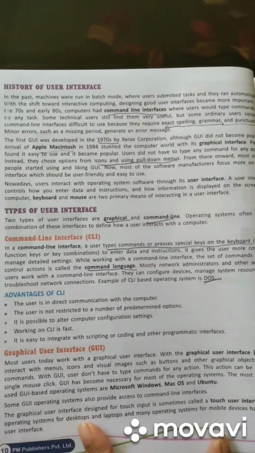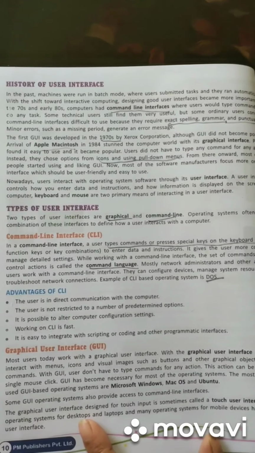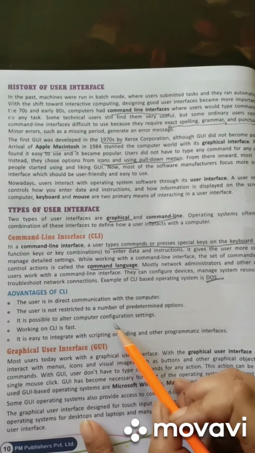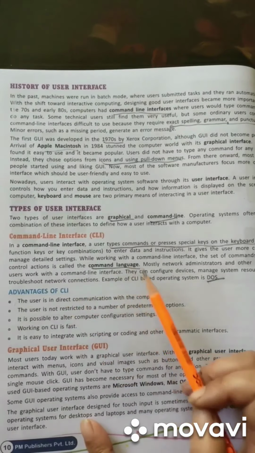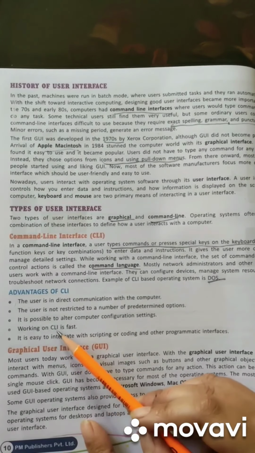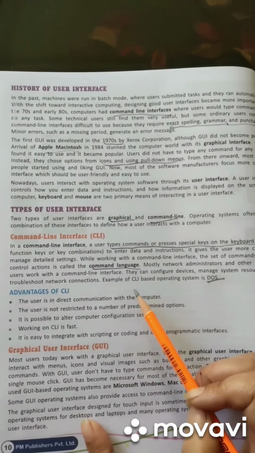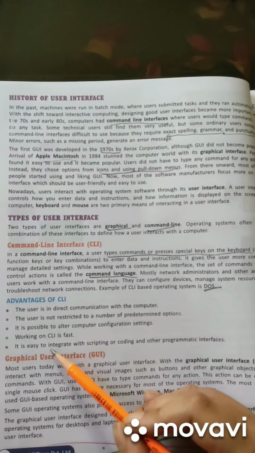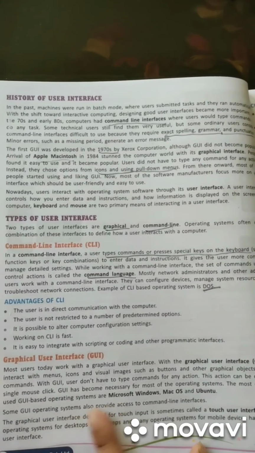If you know the exact command, if you know the exact key, then you are easily able to use that option. It is possible to alter computer configuration settings. The settings of the computer can also be changed with the help of command line interfaces. Working on command line interface is faster than graphical user interface, because in command line you have direct communication with the computer. The last advantage is it is easy to interchange with scripting or coding and other programming interfaces.